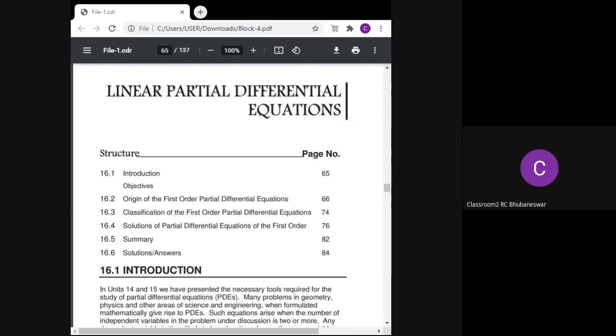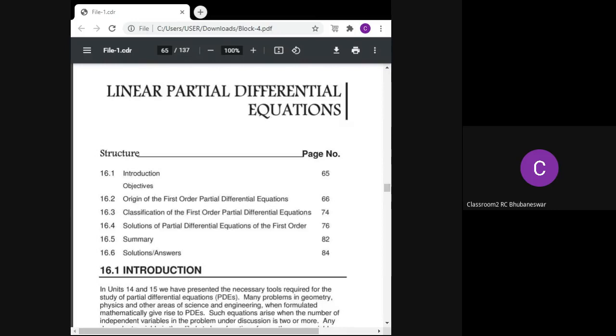In these two units, we have discussed simultaneous differential equations, and that has been developed from one parameter or two parameter family of curves and surfaces. And then in the next unit, number 15, we have discussed the total differential equation. That means how we can develop a total differential equation from a one parameter family of surfaces, and then from two parameter family of surfaces, and then how we can solve this kind of total differential equations. So now in this session we are moving towards the linear partial differential equations.